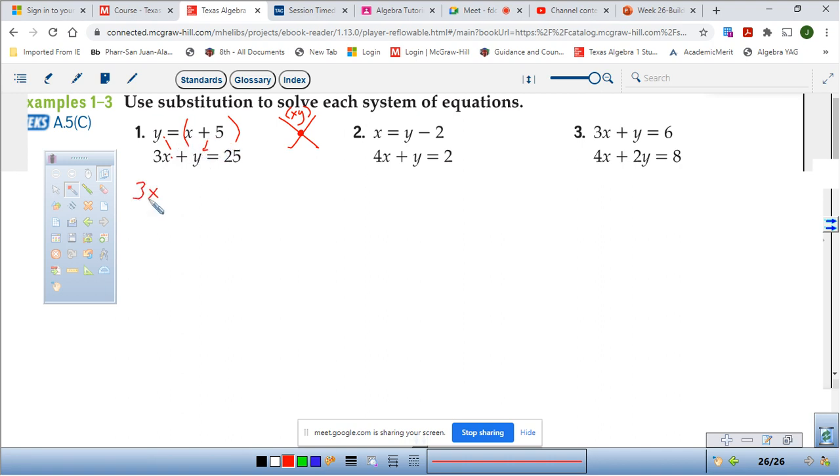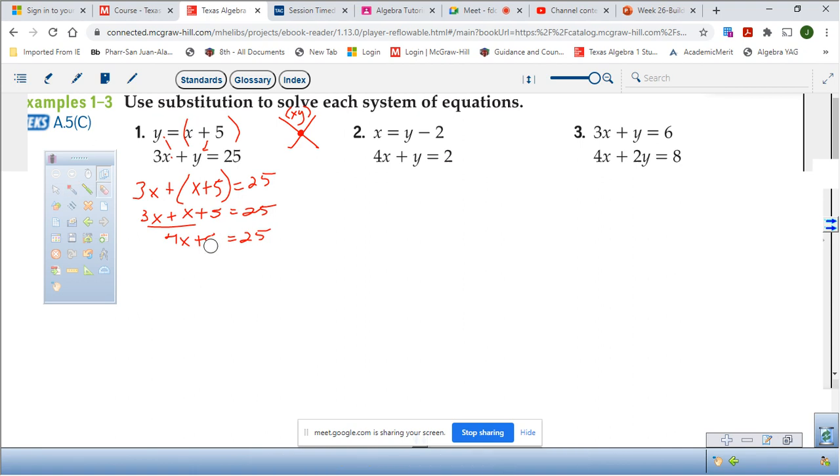So I'd have 3x plus, ready, x plus 5 is equal to 25. Okay, there's no distribution on this one. I'm just going to remove this one. But I have 3x plus 5 is equal to 25. And then this right here gives me 4x plus 5 is equal to 25.